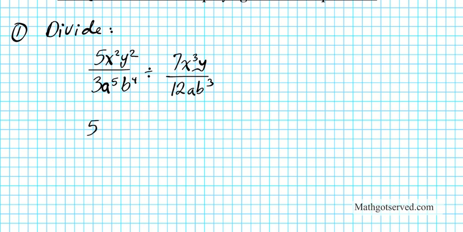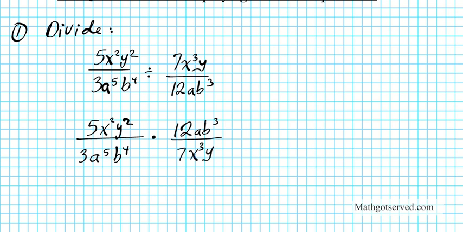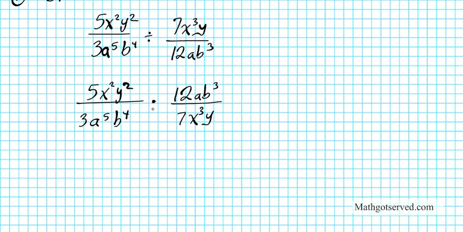So we're going to have 5x squared y squared over 3a to the 5th b to the 4th. Change the division to times, and then we're going to reciprocate this. We'll have 12ab to the 3rd divided by 7x to the 3rd y. Now we're going to decompose everything and then see what cancels out. For the common factors that cancel out, remember, you cannot cancel across, just up and down. I mean, you can cancel side to side, up and down, or across.